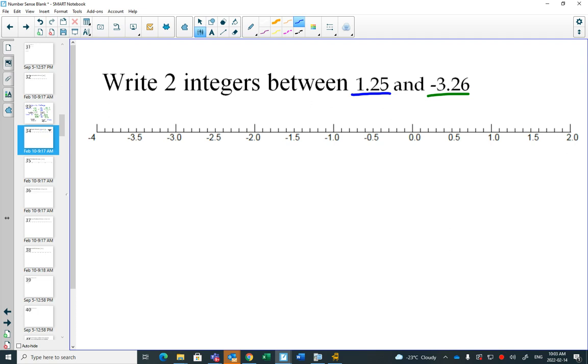So we're on page 12. Well, we're not supposed to be there yet. So draw a dot where 1.25 is on this number line and where negative 3.26 is on the number line. Okay, you have 10 more seconds to get your dots on there. And then I'll give you a check.